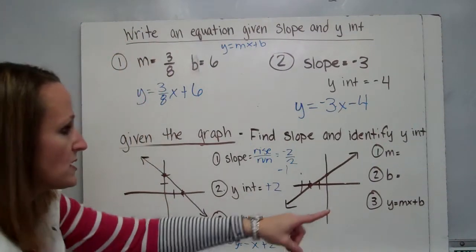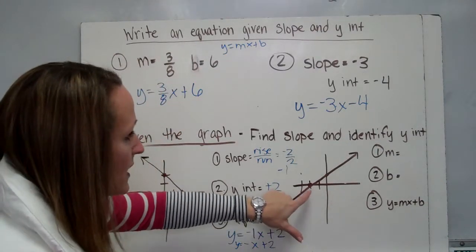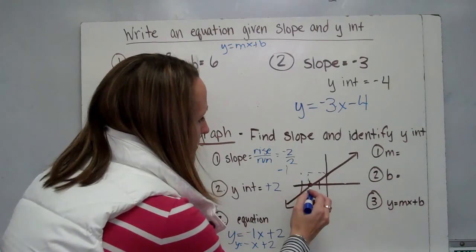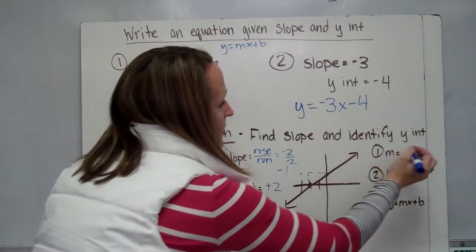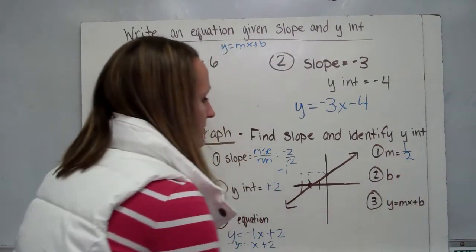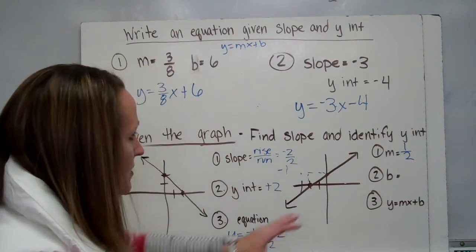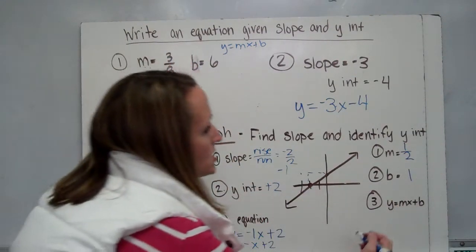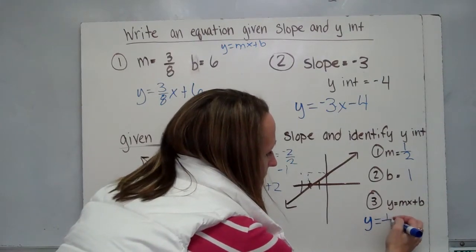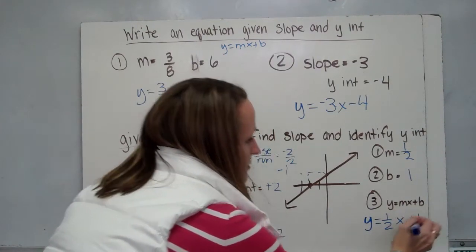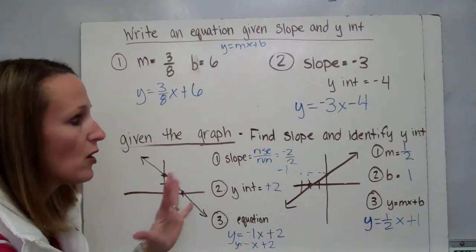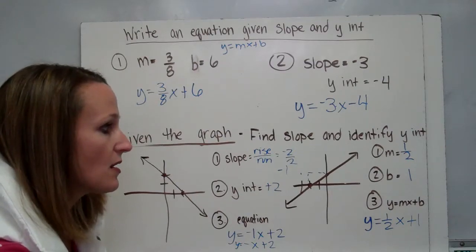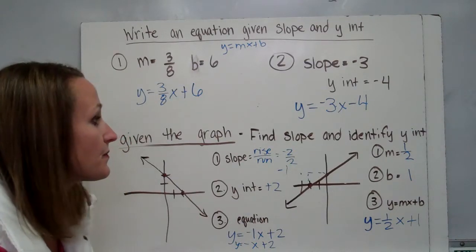What about this one? What's my slope here? Again, I want to use rise over run. This one's going up. So if I did my triangle, this one's climbing up just 1 and going over 2. So my slope in this case is 1/2. My y-intercept is at +1. So my equation would be y equals 1/2 x plus 1. So I'm basically taking all the skills that I've been learning and putting them together to find these equations.